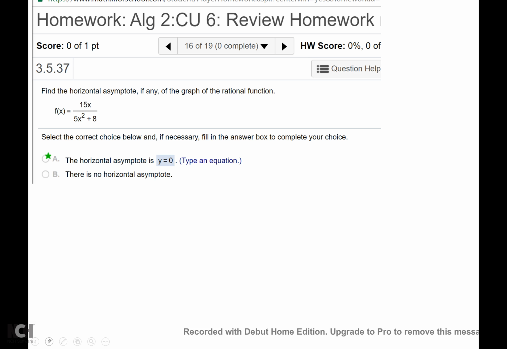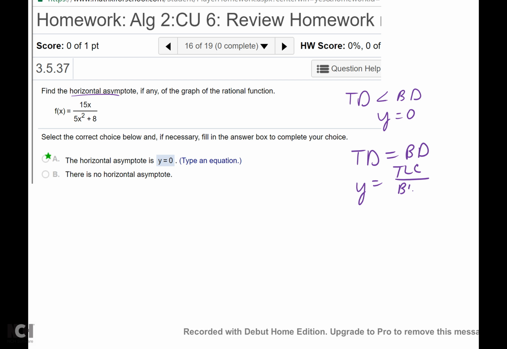Okay? Alright, so this one says, find the horizontal asymptote, if any, of the graph of the rational function. For horizontal asymptotes, you use your degree rules. If the top degree is smaller than the bottom degree, then y equals 0. If the top degree is equal to the bottom degree, then y equals TLC over BLC. And if your top degree is bigger than your bottom degree, there is no horizontal asymptote, but there will be a slant asymptote, an oblique one.